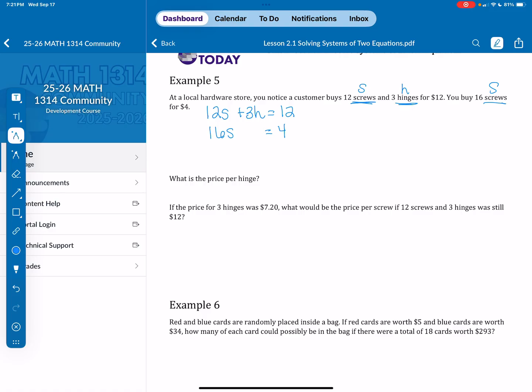So I'm going to go ahead and solve it for S. I'm going to divide both sides by 16, and I get that S is equal to 1/4. Okay.